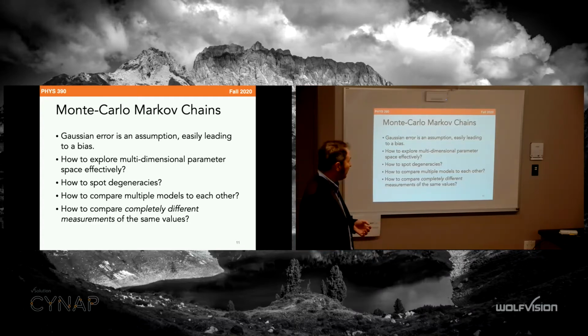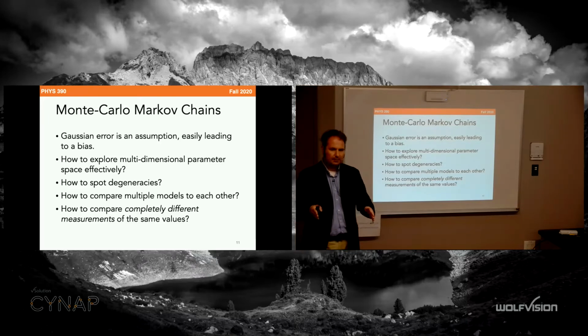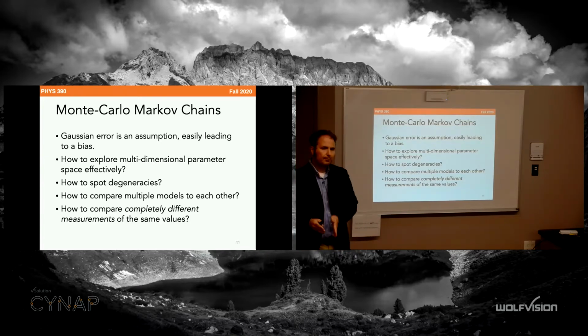So how do we compare these things? How do we find them? And Monte Carlo Markov chains is a new technique to use to actually sidestep a few things. So Gaussian error is an assumption, easily leading to a bias. You can underestimate your errors if you assume that they're symmetric. They're not. They don't need to be. There could be a smaller error on one side, much larger error on the other. But the preferred value doesn't need to be smack in the center. How to explore multidimensional parameter space effectively?